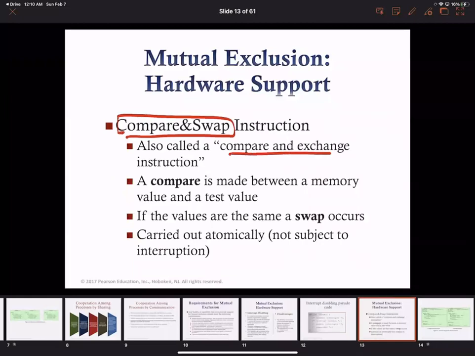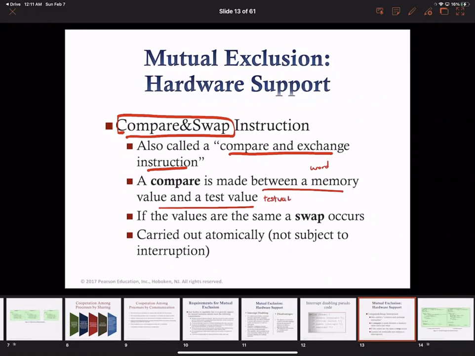Sometimes it's called the compare and exchange instruction. This is a machine instruction, and wherever you see it, it means we will try hard to enforce mutual exclusion. This version of the instruction checks a memory location called word. It takes a test value, so a comparison is made between a memory value and a test value. I'm going to refer to this as word, and this as just the value.